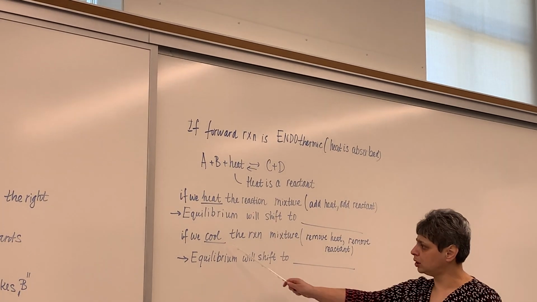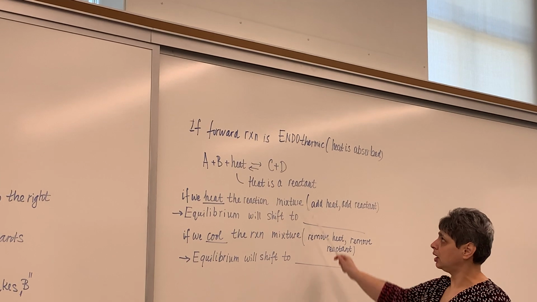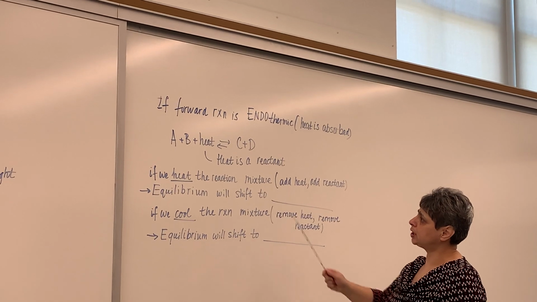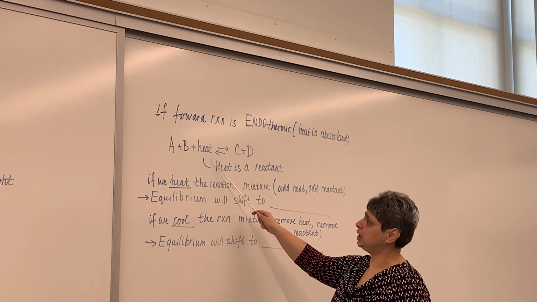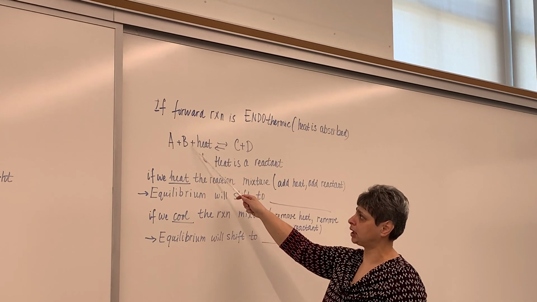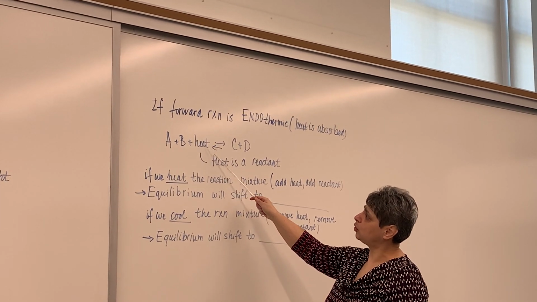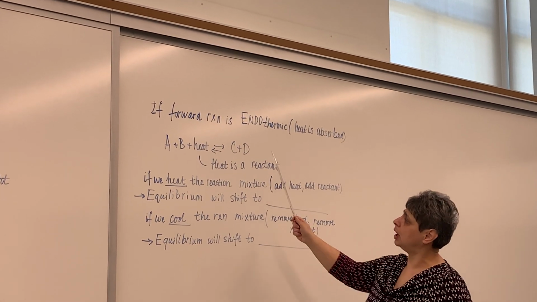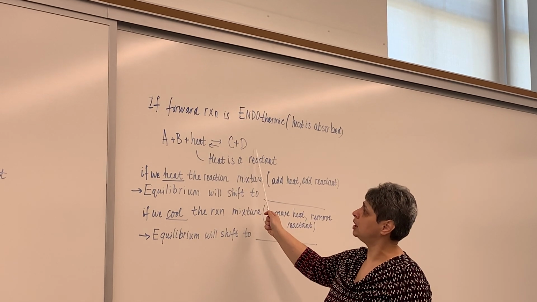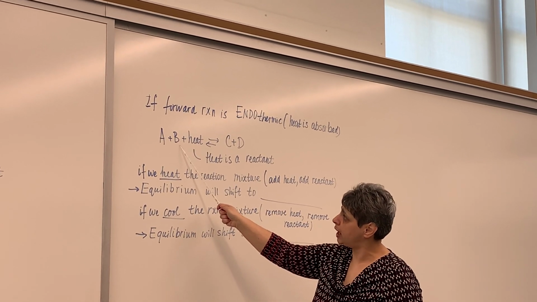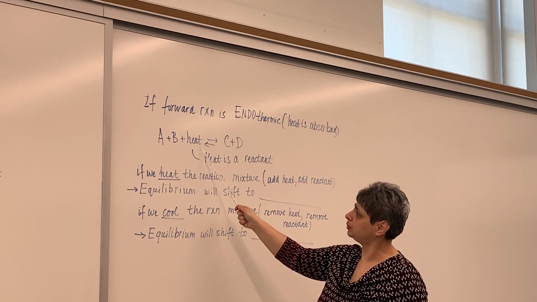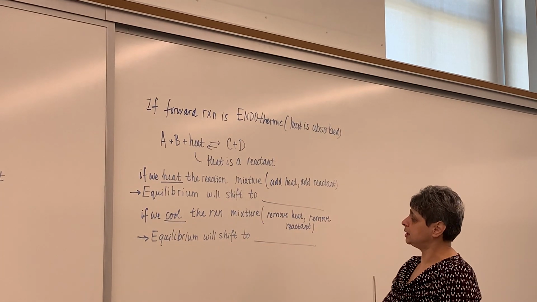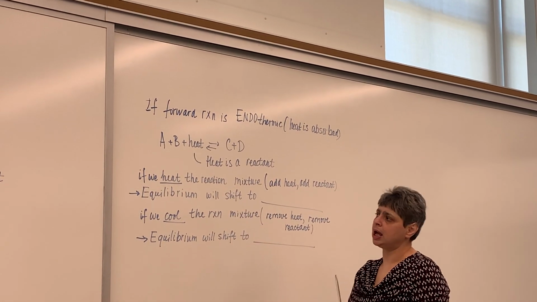What if we cool the reaction mixture in the situation where the forward reaction is endothermic? Well, if we cool the reaction mixture, remember, we're removing heat. So this is similar to removing a reactant from the reaction mixture. So we're cooling, heat is taken away, and the system will want to make more heat. How can the system accomplish that? Well, one way to do it is to shift equilibrium to the left, speeding up the reverse reaction, which would allow the heat to be used up. And so in this case, equilibrium will shift to the left.